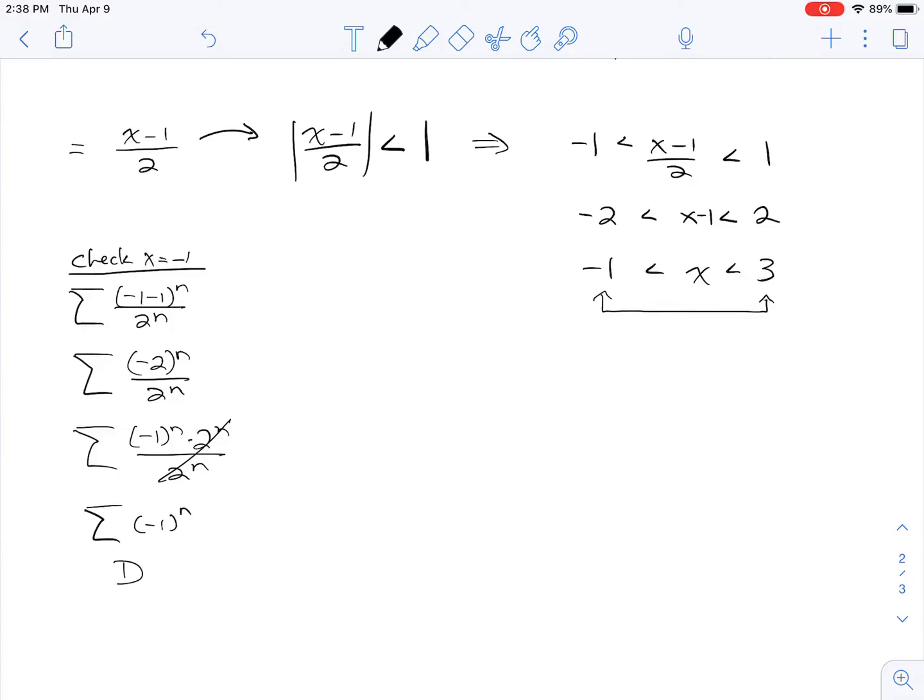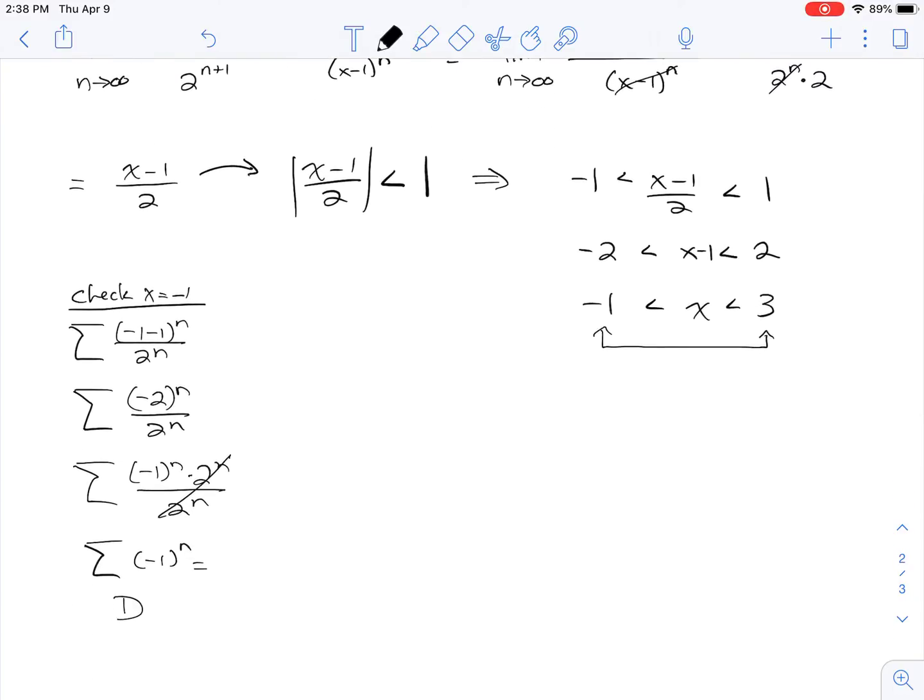This diverges because, let's see, we started at 0. So this is just 1 plus, minus 1 plus 1 minus 1. It's going to diverge. So we don't include that.